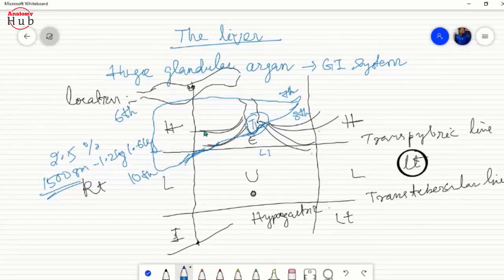And this liver, as you know, receives blood, mainly 25% of the cardiac output. That means the oxygenated blood, 25% of the total body oxygenated blood, is going towards this liver. And another 75% is the venous blood. So that will be deoxygenated blood, but it will be highly nutritious blood, because it is coming from the GI system.